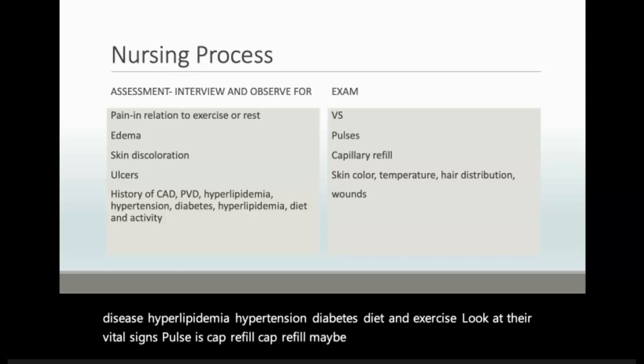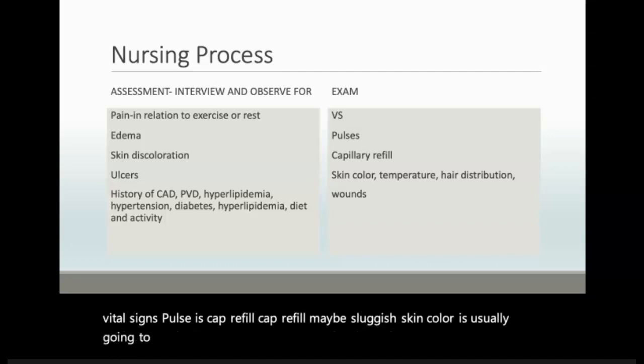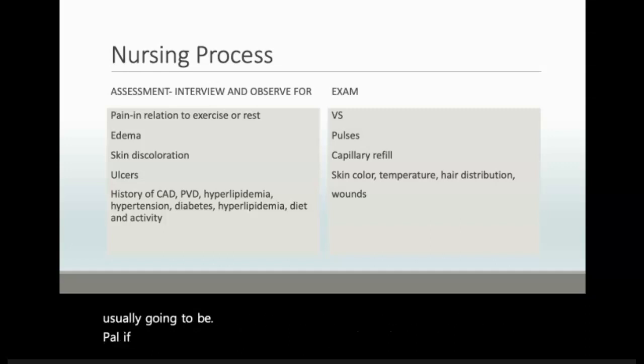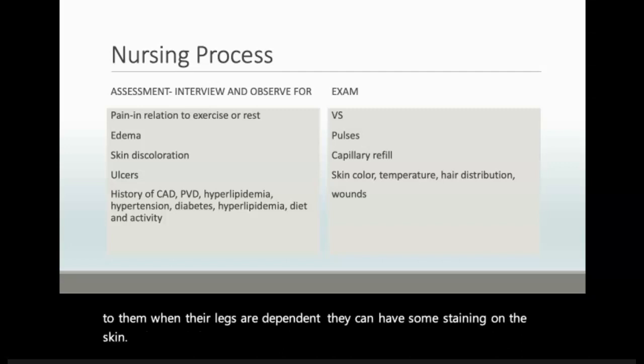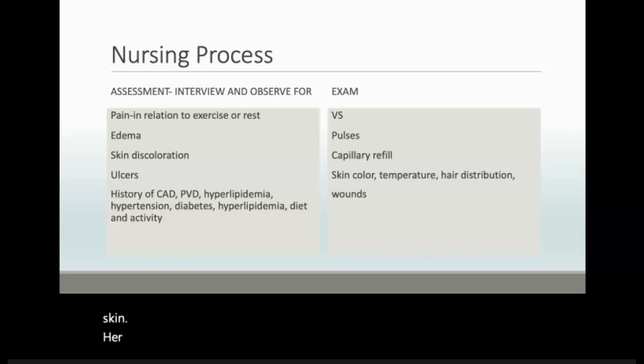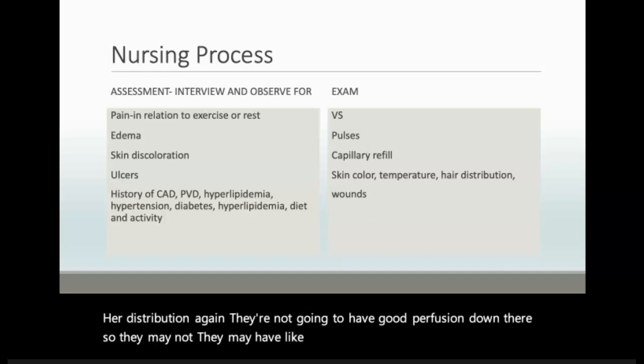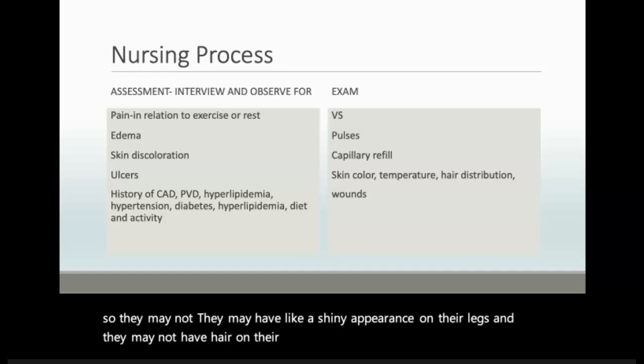Skin color is usually going to be pale if their legs are up, and then maybe they have a deep ruddy color to them when their legs are dependent. They can have some staining on the skin. Hair distribution, again, they're not going to have good perfusion down there, so they may have a shiny appearance on their legs, and they may not have hair on their legs, and look for wounds.